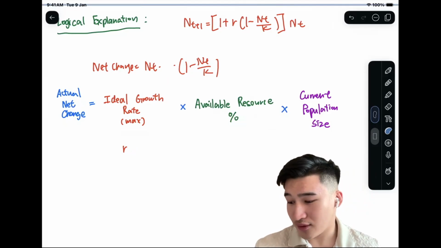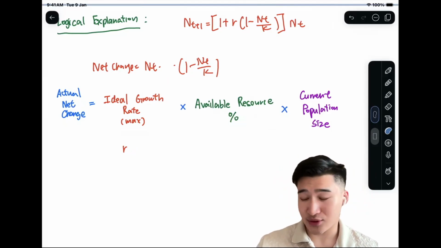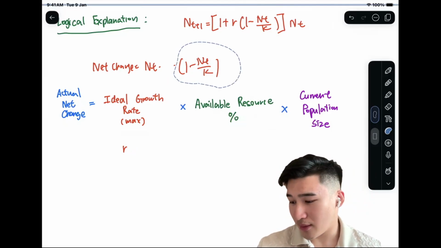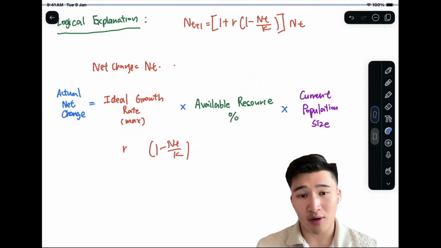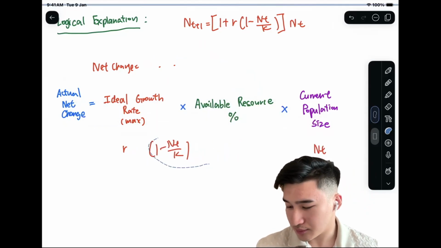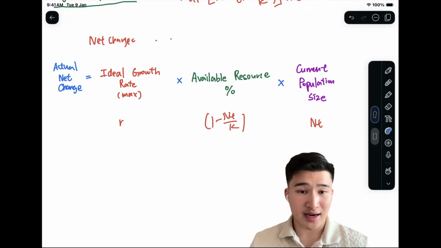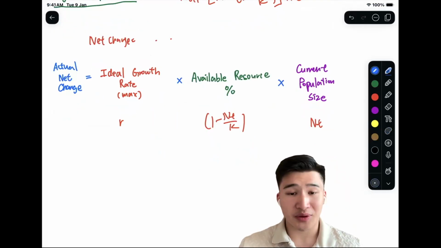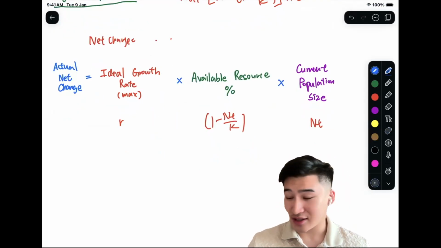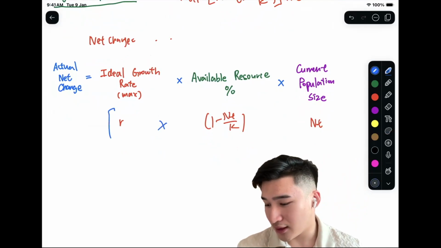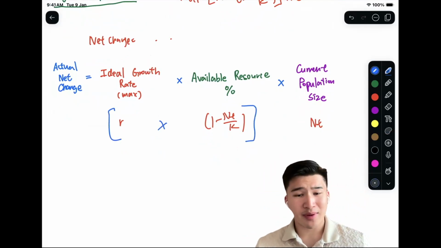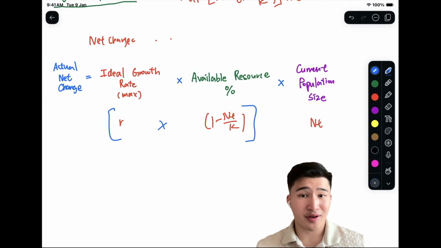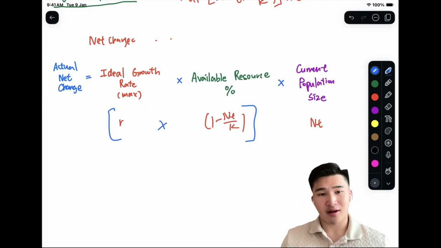And within these terms, what do you think is the available resource? Well, the available resource is going to be 1 minus N_t over K, and then we're going to multiply by the current population size. So here's exactly what's happening. Let's have a thought experiment. Let's look at just the ideal growth rate multiplied by the available resource. The ideal growth rate is saying, when there's unlimited resource, the maximum capacity, what is the maximum rate of growth?